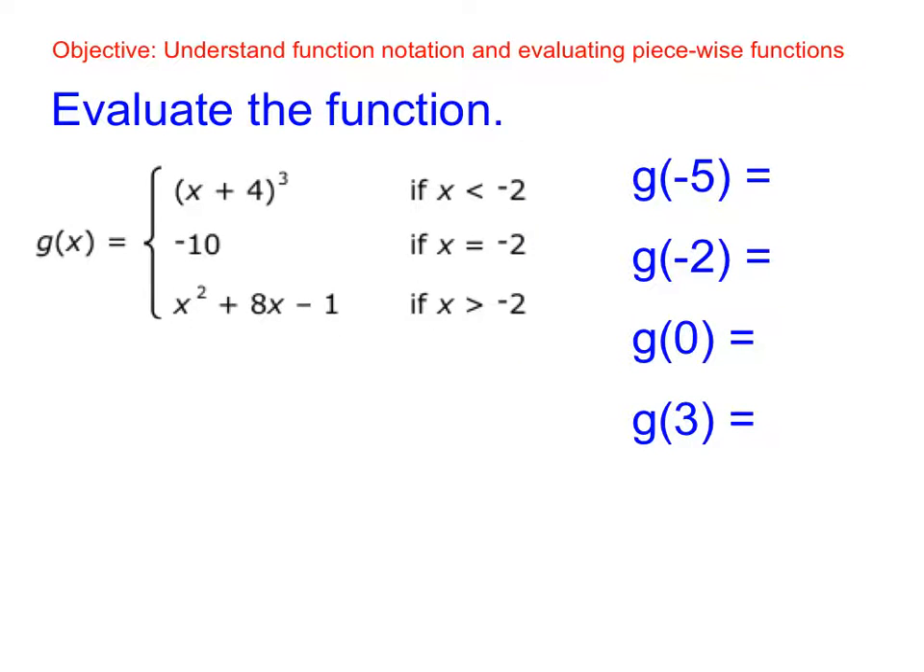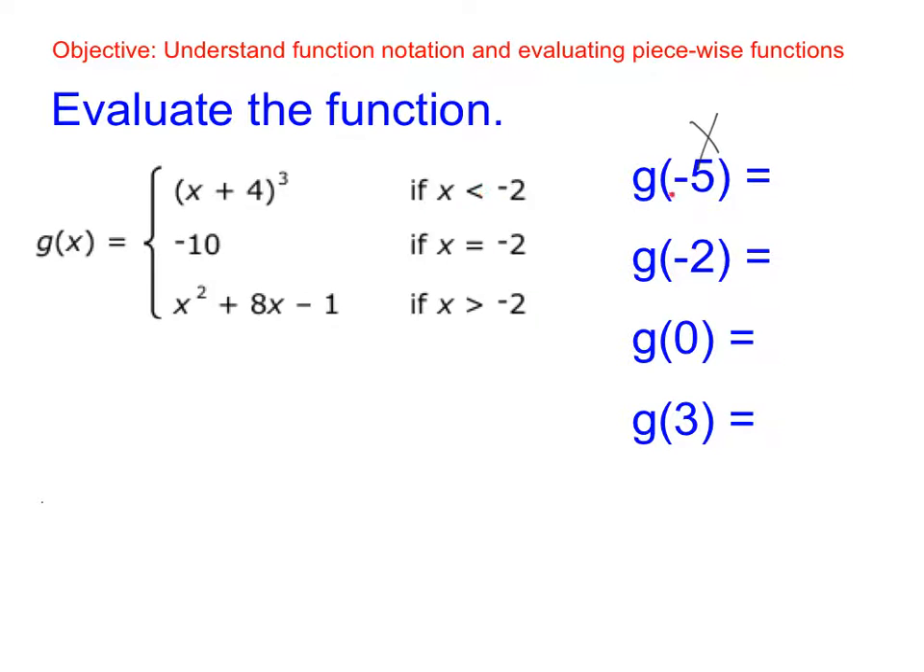Okay, so now these ones are the ones that are slightly harder. We have to use our brains for this one. It's not quite as easy. So my x value is -5. We have to pick which piece we're going to go to. So if I'm at -5, is -5 greater than -2? Is -5 equal to -2? Or is -5 less than -2? So it's the less than. So we're going to use this top piece.